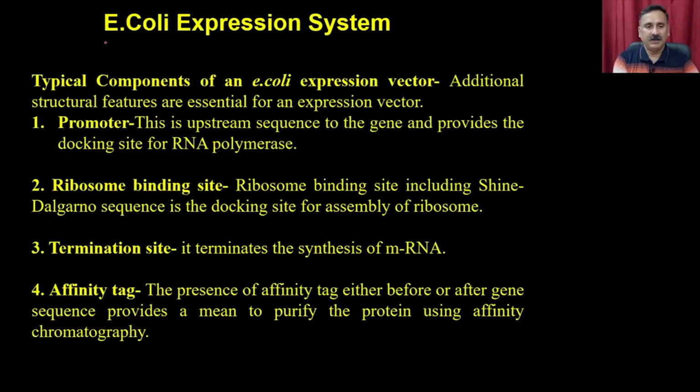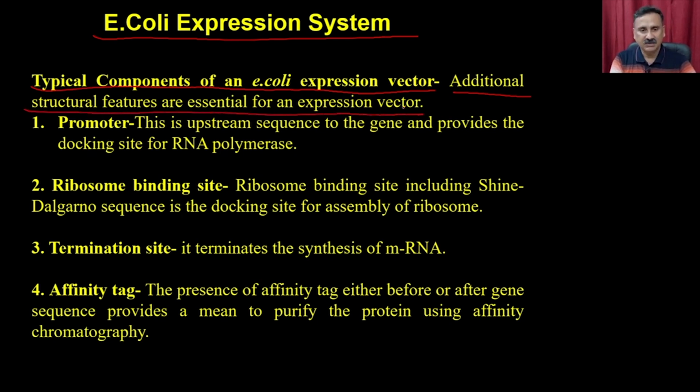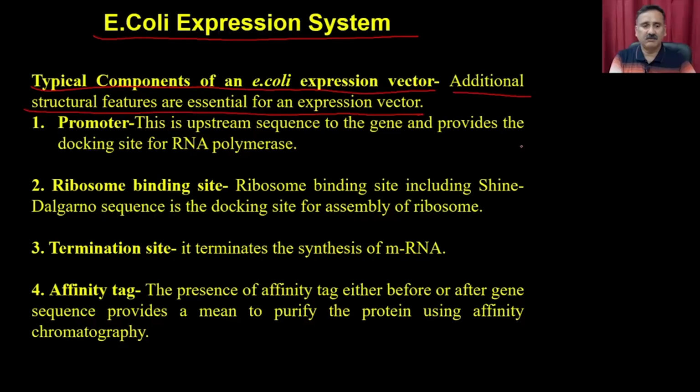So, in a typical E. coli expression system, additional structural features are essential for an expression vector. What we discussed when we were discussing the cloning vectors was that it should have the origin of replication, a multiple cloning site, and so on. But if you want to talk about the expression vector, what you require is the promoter.